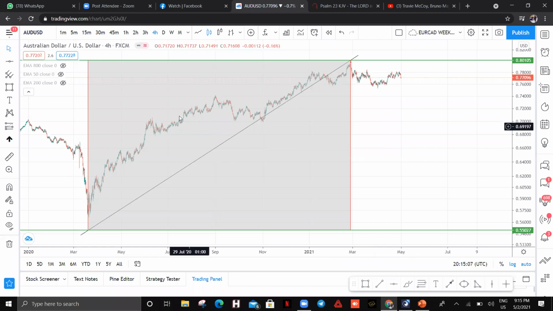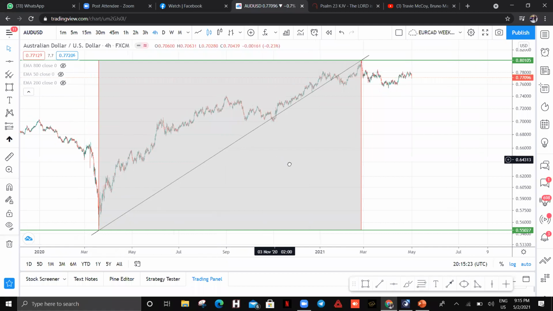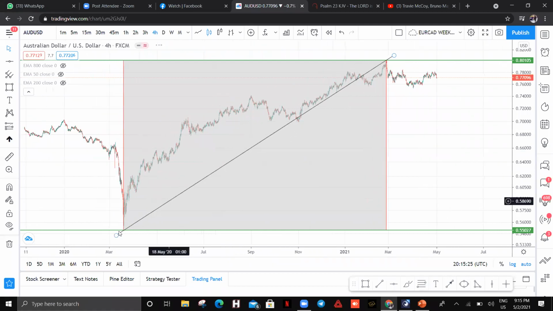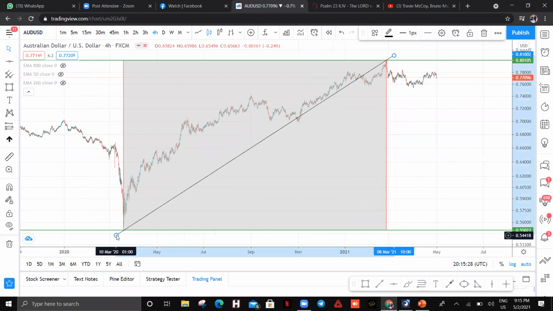Now you're going to ask yourself, why is price making these up and down lows while moving in a straight line? I will show you that there are other pivot levels within this rectangular box that are making price respect it. So for you to understand how to go in and come out of the market, you need those pivot levels to show you your direction.